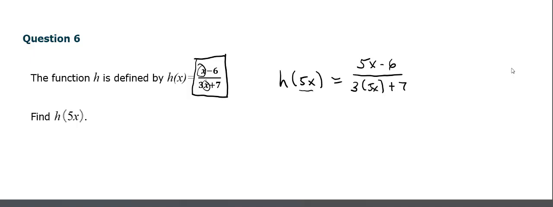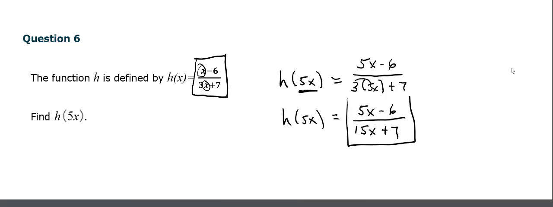So just notice everywhere that I had an x, I replaced it with, in this case, 5x. So my numerator stays 5x minus 6. And in my denominator, I distribute 3 times 5x. That gives me 15x plus 7. So h of 5x equals 5x minus 6 over 15x plus 7.